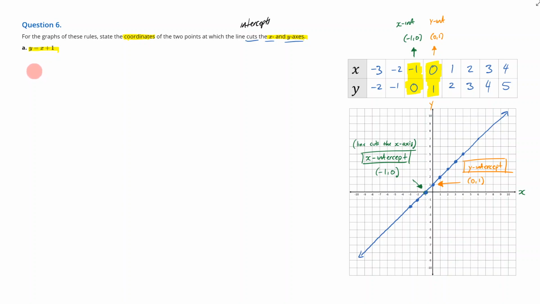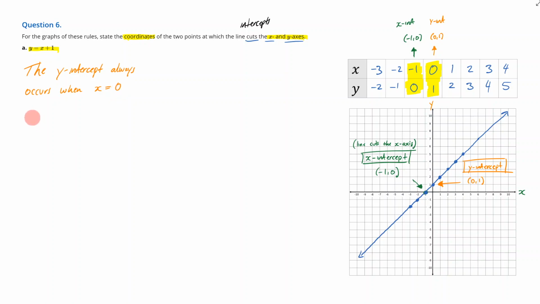And I want you to write this down. The y-intercept always occurs when x is equal to 0. The y-intercept always occurs when x is equal to 0.